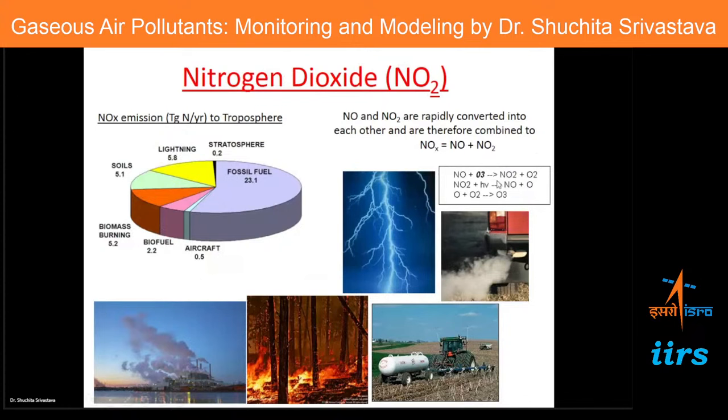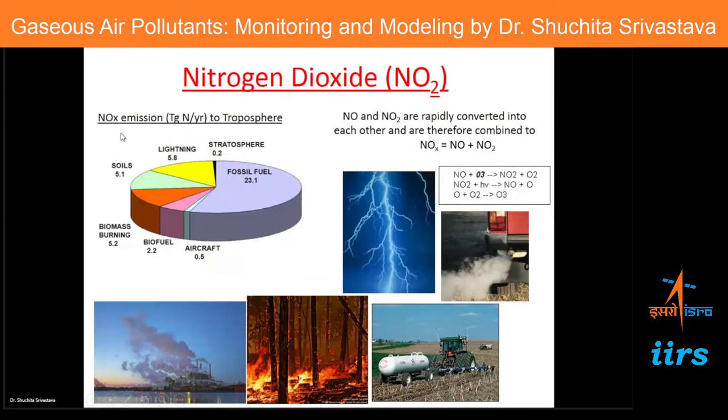But because of this reaction which goes on in our atmosphere, we study NO and NO2 together because they get converted into each other very quickly. So we add NO and NO2 and we call it NOx.